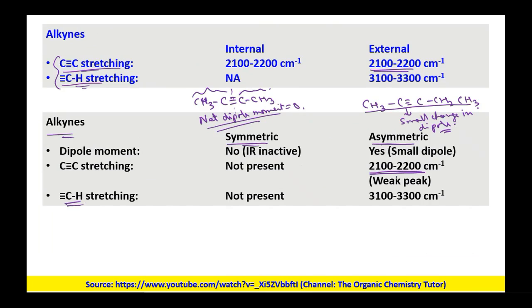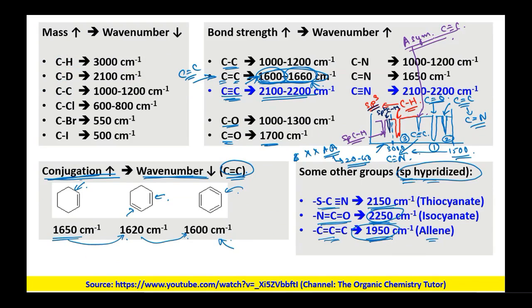Then CH stretching, we have already discussed, is at 3100 to 3300. So if there is a symmetric C triple bond C stretching, you will not get any signal. However, in the case of asymmetric alkynes, you will be getting peaks at these two locations, the C triple bond C stretching and the sp hybridized CH stretching, only and only in the case of asymmetric carbon atoms. However, this CH stretching would definitely be there.